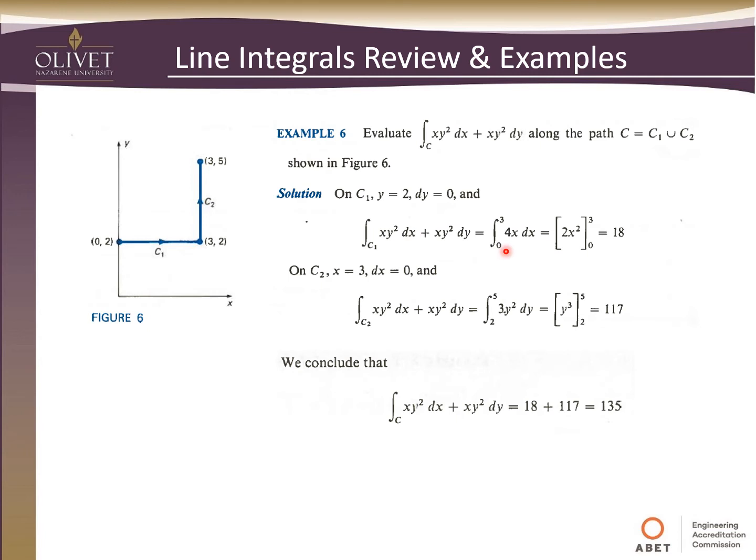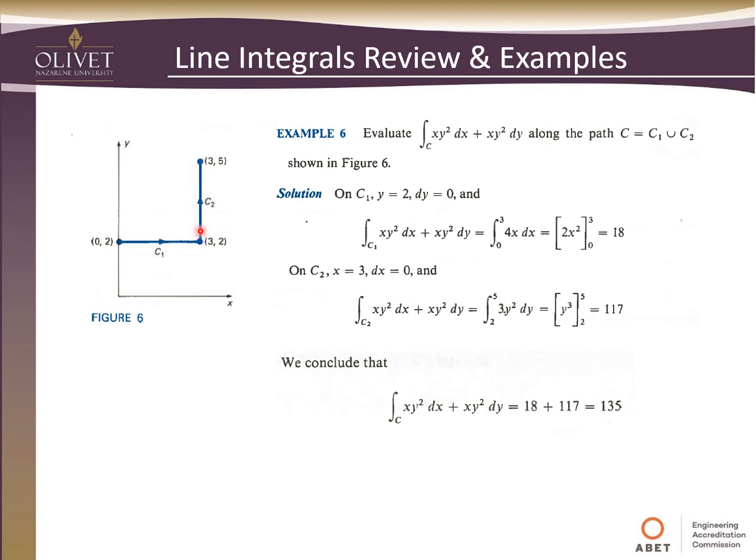Okay, and we know that y is equal to 2, so we can plug that in. So 2 squared is 4, and so that gives us 4x dx from 0 to 3. Of course, we integrate that, it gives us 2x squared evaluated from 0 to 3, so that's equal to 18. So that's the value for this first line segment here, 18.